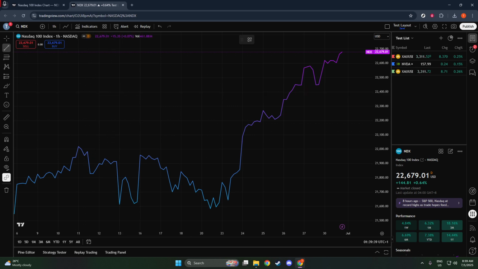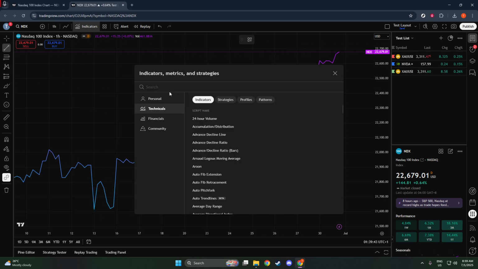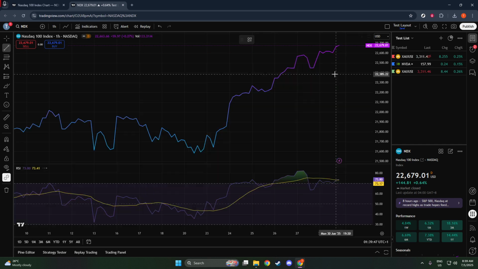Now let's enhance your analysis by adding indicators. Indicators like moving averages, RSI, MACD, and Bollinger Bands are foundational tools that give insights into trends and momentum. Use the Indicators menu found on the top toolbar to easily insert them onto your chart.